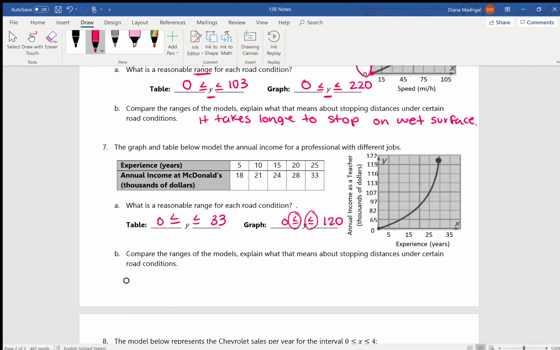All right, so then it says compare. Well, what are they talking about? They were talking about McDonald's, the income at McDonald's, and the income as teachers. So what can you say about this? Well, obviously the table for McDonald's is 33 and the graph goes to 120. So we know that a teacher makes more money than a McDonald's employee.